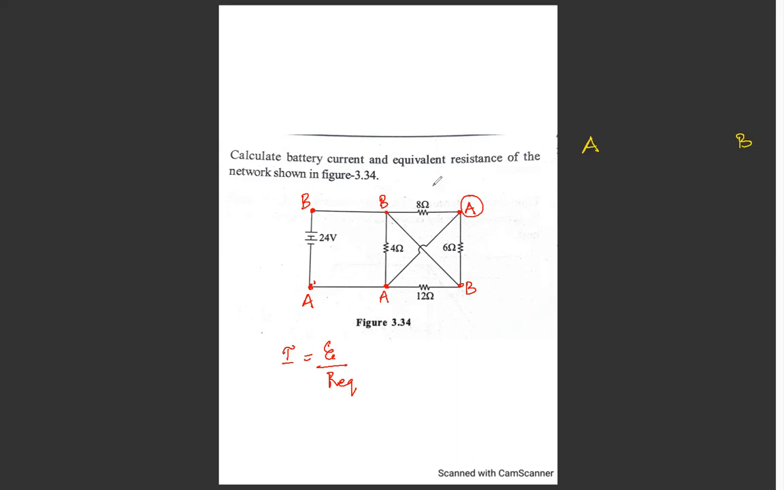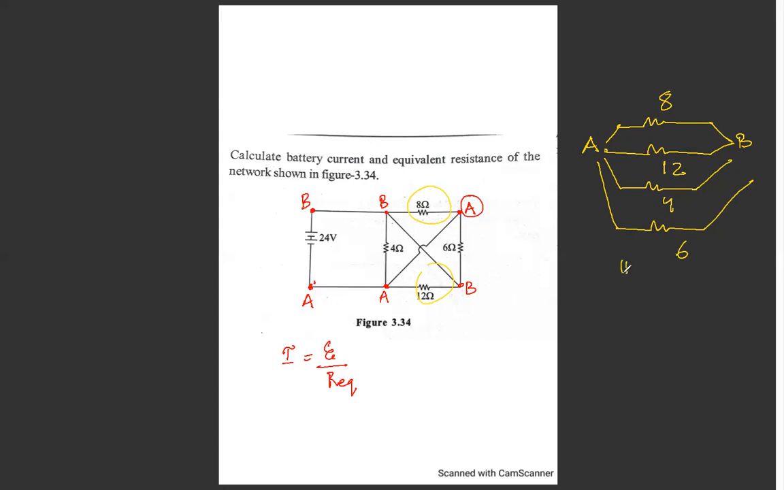In between A and B, we have 8, 12, 4 and 6. So even though it looks like this, actually they are all connected in parallel with each other. So we can start solving it. As I told you, if we group two resistances it will be easy to solve. First we will do it for 4 and 6.